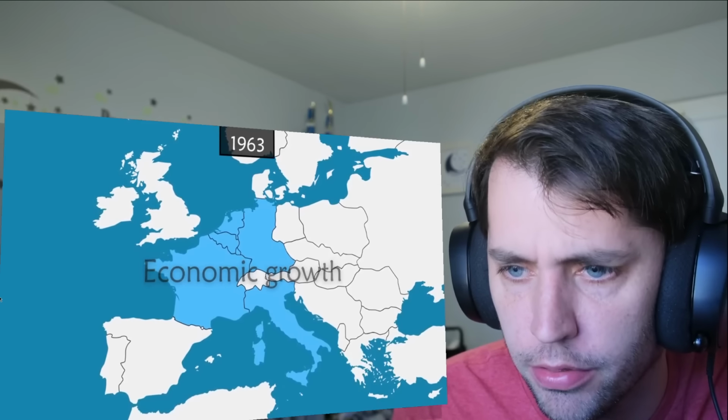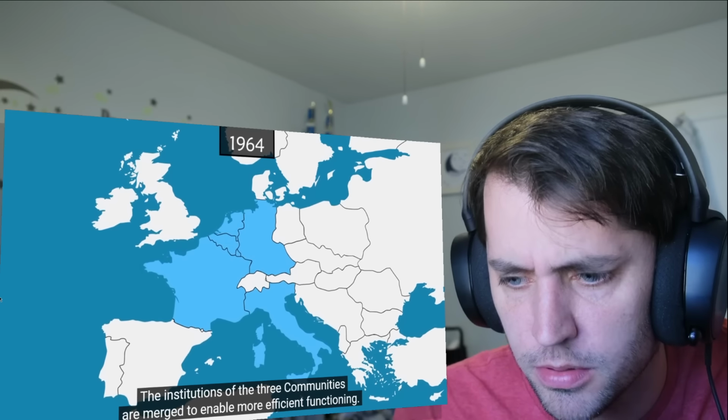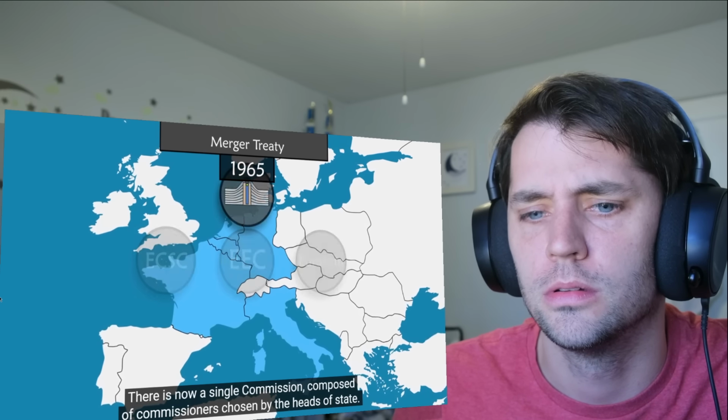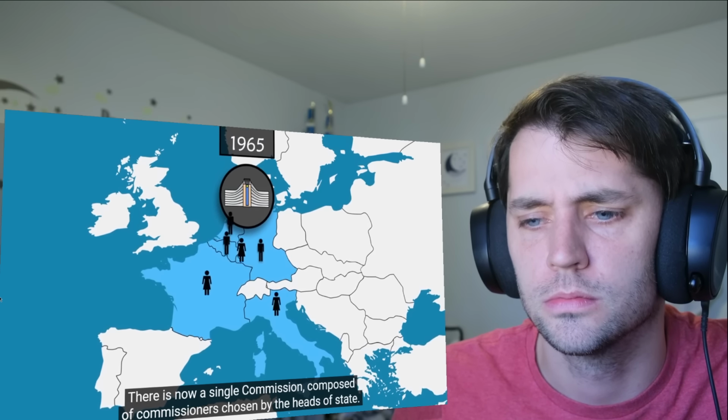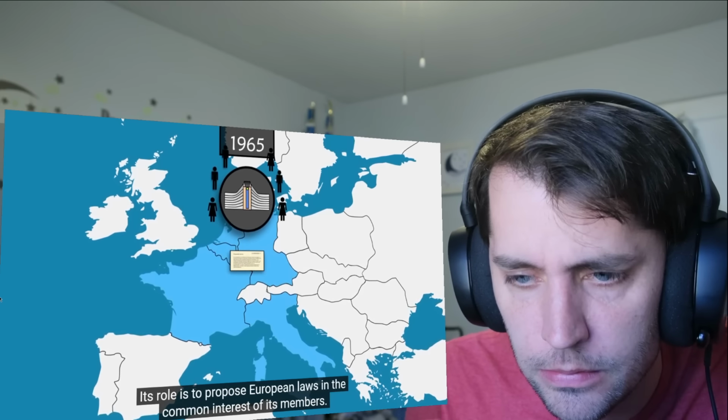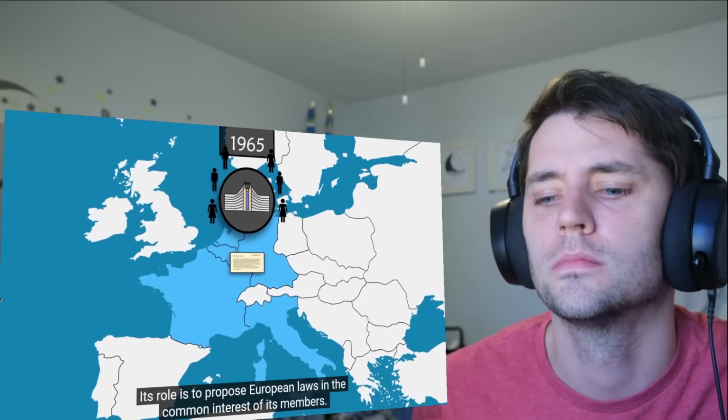Economic growth. The institutions of the 3 communities are merged to enable more efficient functioning. There is now a single commission composed of commissioners chosen by the heads of state. Its role is to propose European laws in the common interest of its members.